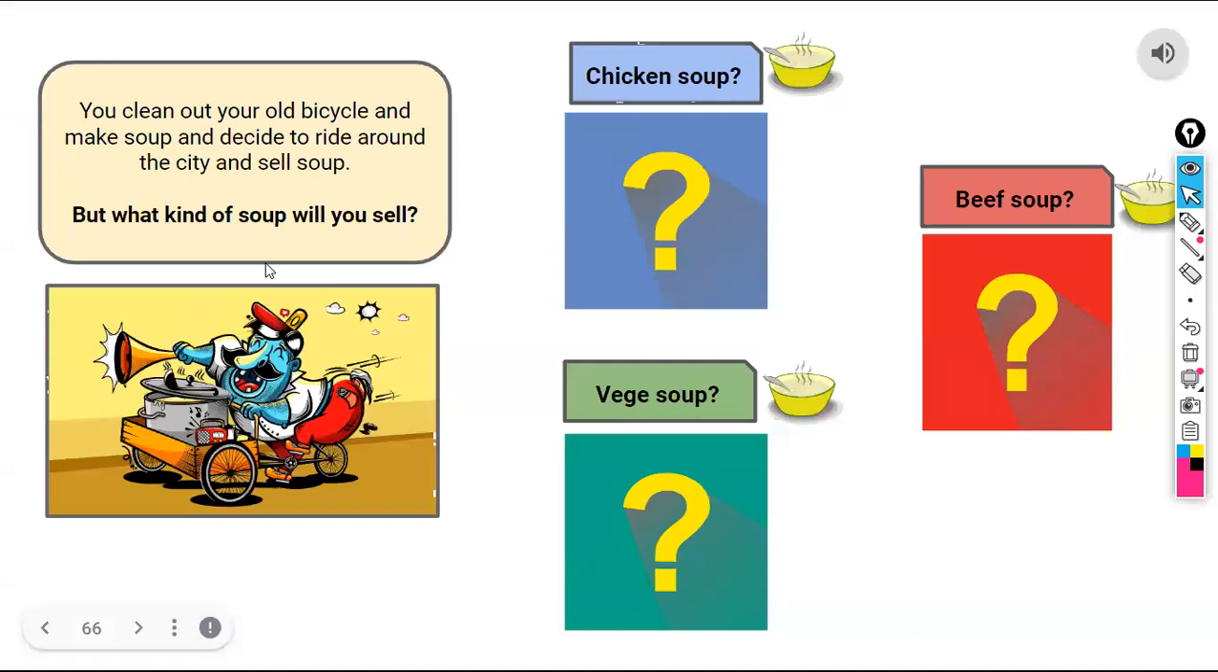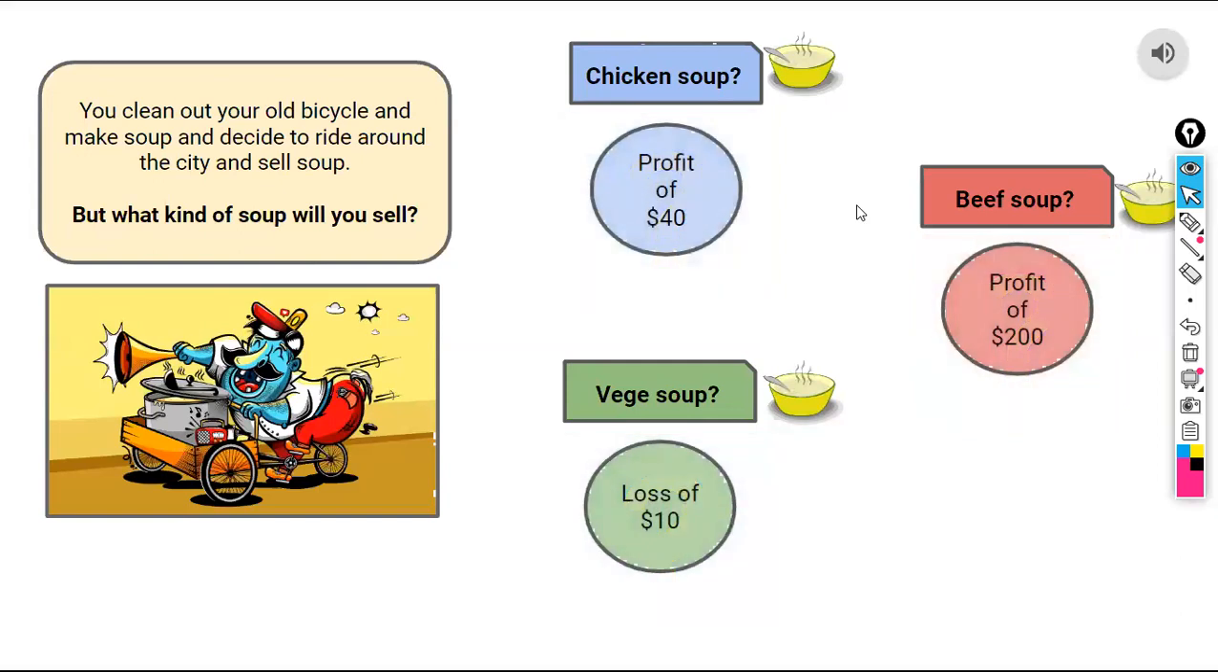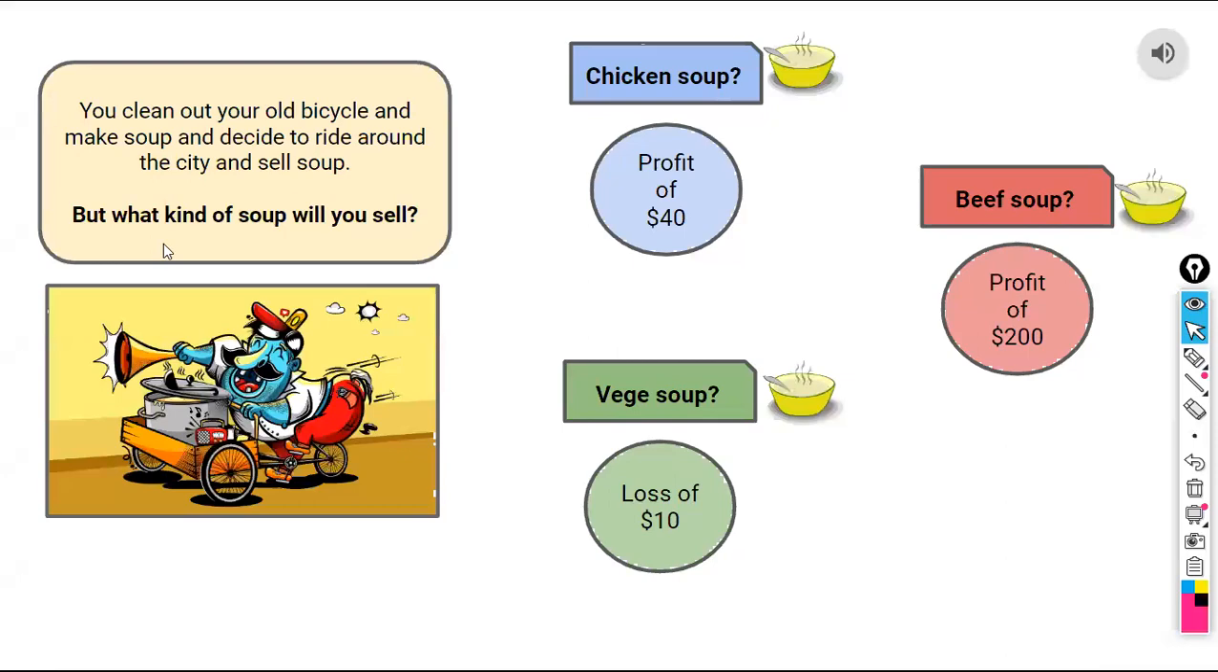All right, so let's see which one you got lucky with, guys. For those who chose chicken soup at $40, that was a good choice. It made $40 profit, not a bad choice. Beef soup was a big seller. Apparently, you made a profit of $200. Unfortunately, with veggie soup you made a loss, minus $10. So apparently, not many people were buying the veggie soup. Let's move on. Actually, I kind of like this one.